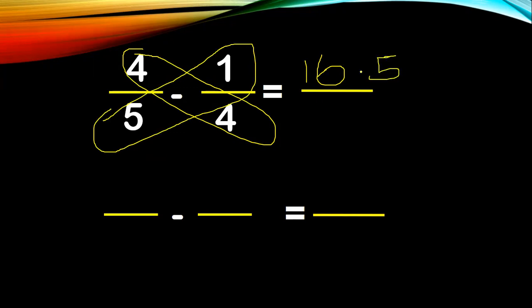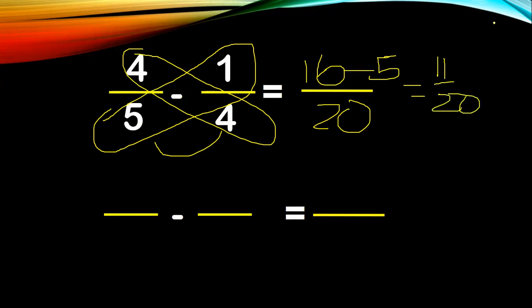The operation is subtraction, so that is 16 minus 5. And then multiply the denominators of both fractions, so that is 5 times 4, and that is 20. And then do the operations, and that is 16 minus 5, so that is 11. And then the denominator is 20. Therefore, 4/5 minus 1/4 is just 11/20.